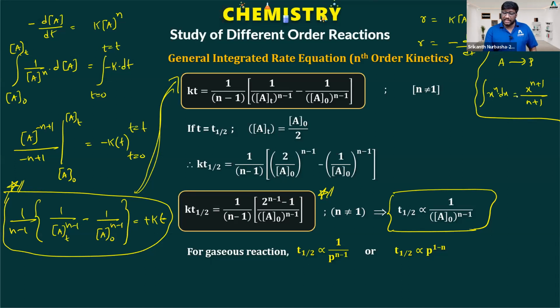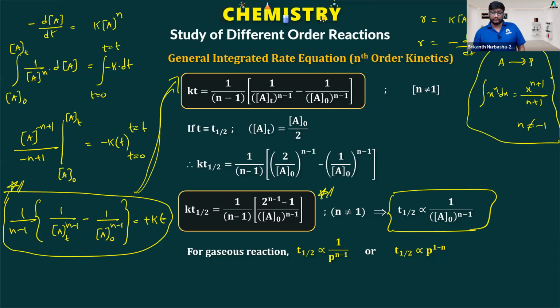This formula is valid: integral x power n dx is equal to x power n plus 1 by n plus 1. This formula is only valid for n not equal to minus 1. If n equals minus 1, it becomes integral 1 by x dx, that is ln x. Yes or no? Under the mathematical analogy, we can say integral x power n dx is equal to x power n plus 1 by n plus 1 plus c only when n is not equal to minus 1. If n equals minus 1, it becomes integral x power minus 1 dx, that is integral 1 by x dx, which is log x.